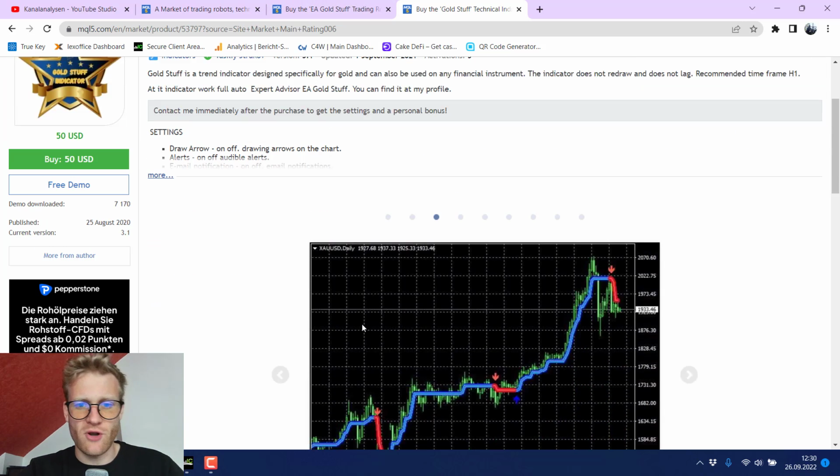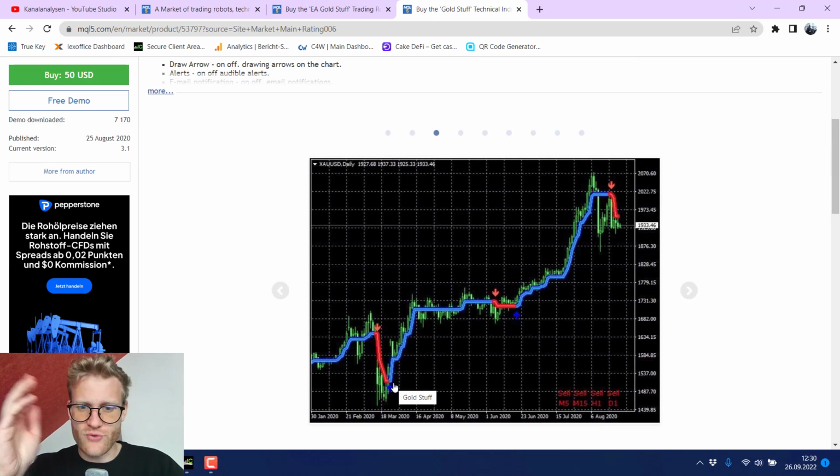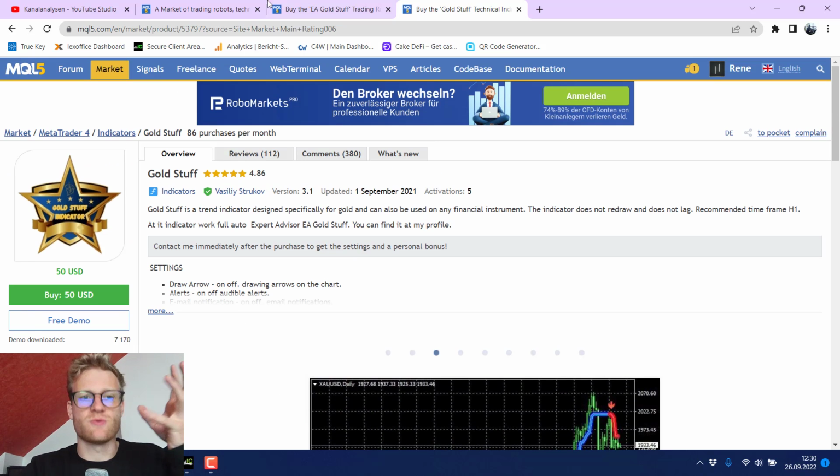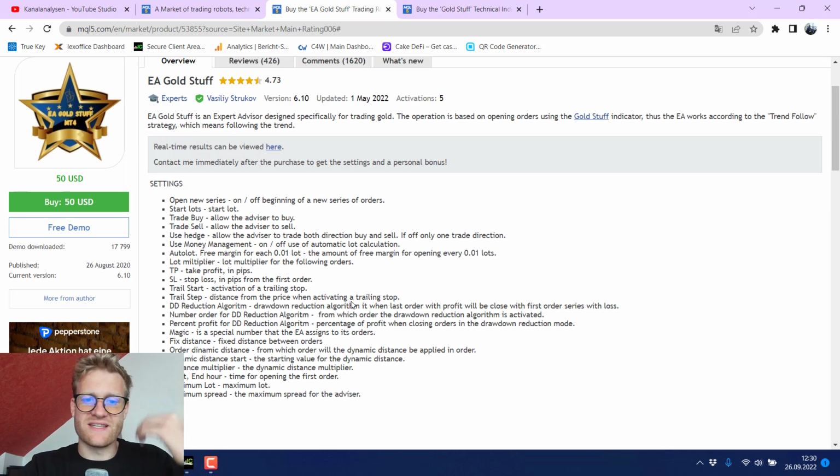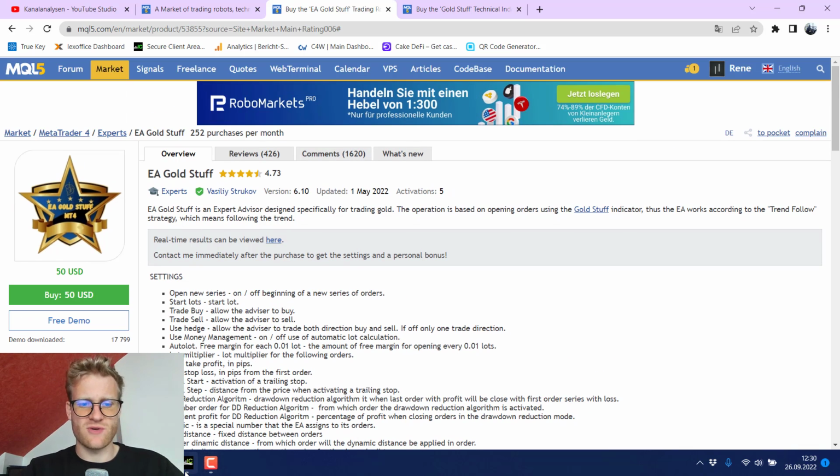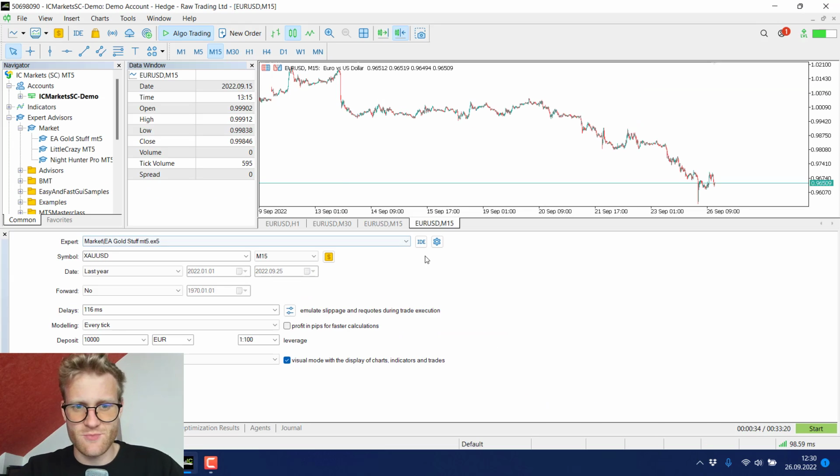So trend following indicators, of course, always follow the trend. When the market is going up, they will give you a buy signal. If the market's coming down, it will give you a sell signal. It's always a little bit delayed, but usually there's no real big magic about these indicators. Then we will have a lot of settings, but let's now jump into the MetaTrader 5 to have a closer look at this expert advisor.